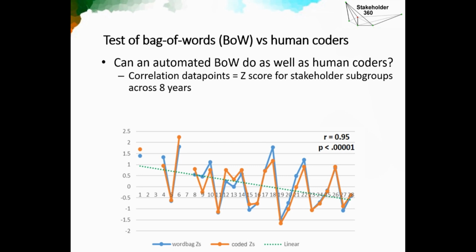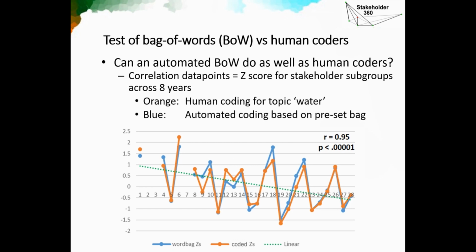There were 4 subgroups that produced mean frequency of mention scores for the theme of water. This graph shows how closely the 2 coding systems coincided. The correlation was 0.95, which is extremely significant. Of course, with more training and more time, the human coding can make finer distinctions about what was being said about water.